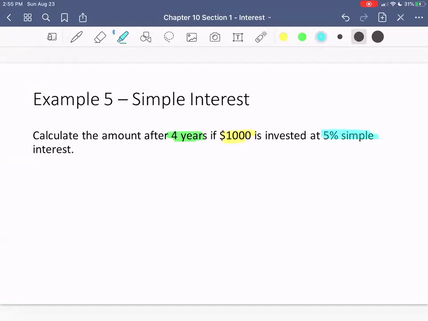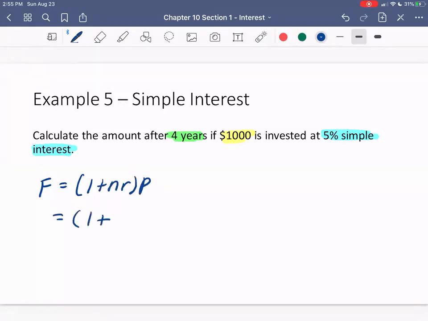It's at a 5% simple interest. Those are our three things. So we know that it's a simple interest. We're going to keep it there for 4 years, and we're going to have an initial deposit of $1,000. That's our initial principal. So our future balance, remember, it's 1 plus NR times P.